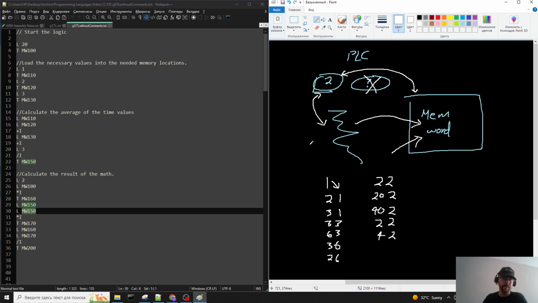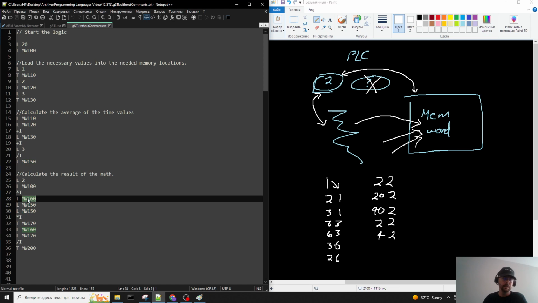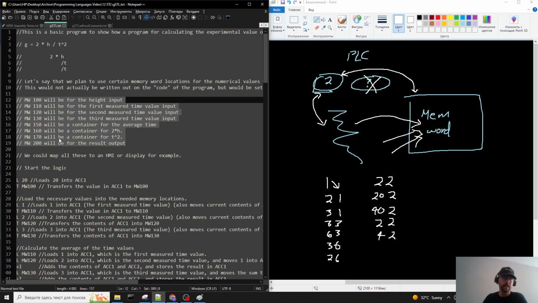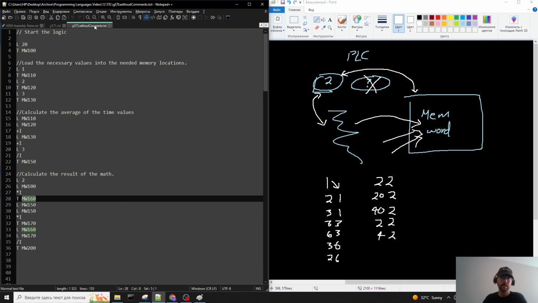And then we're going to transfer that into a memory location. And then we're going to load 160 and then 170. 160 was, it's easier to look over here. So we're going to load 2 times h and then t squared. So we're going to load 40 and then 4. So first we load 40.